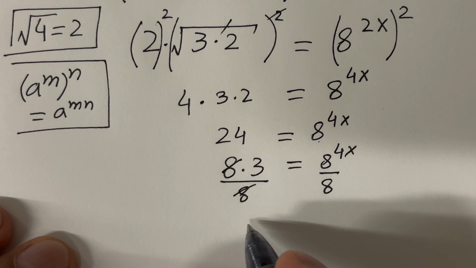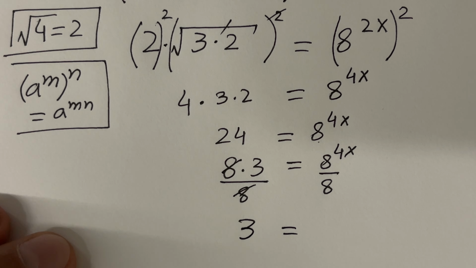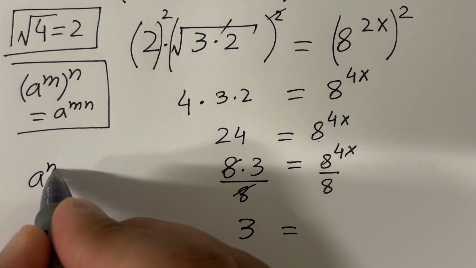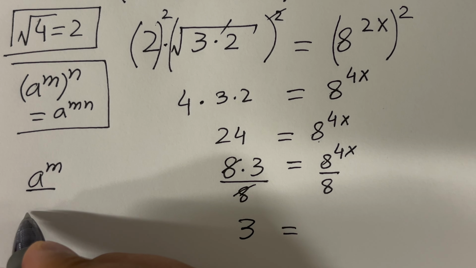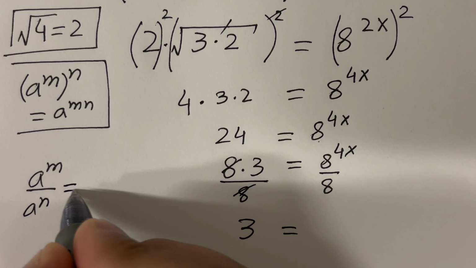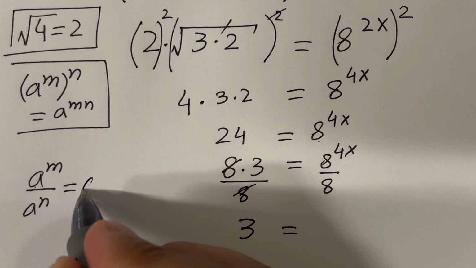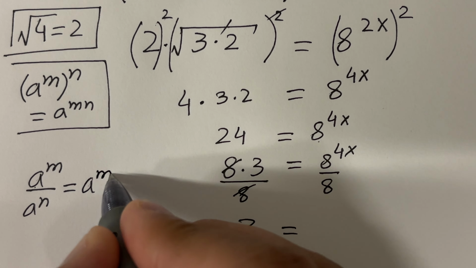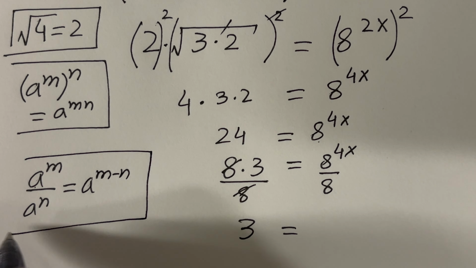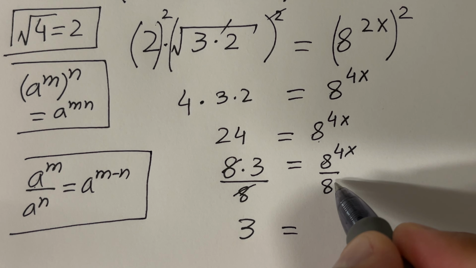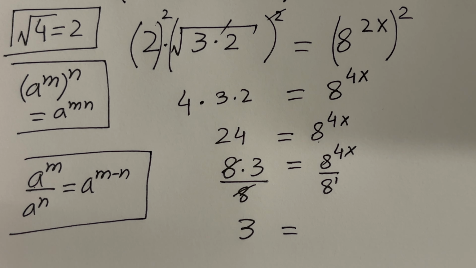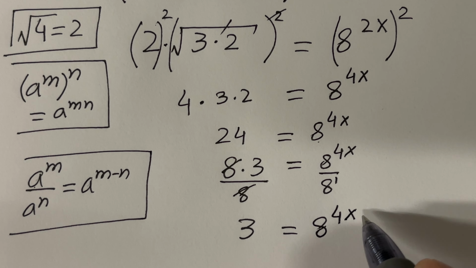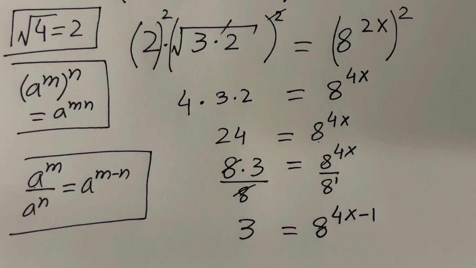Therefore, the left hand side is 3, and on the right hand side, now let's use this property, a raised to the power m divided by a raised to the power n. If you have the same base and you are dividing with exponents on them, then that means just subtract the exponents. If you don't have any exponent, that means the exponent is just 1. So this will be equal to 8 raised to the power 4x minus 1.